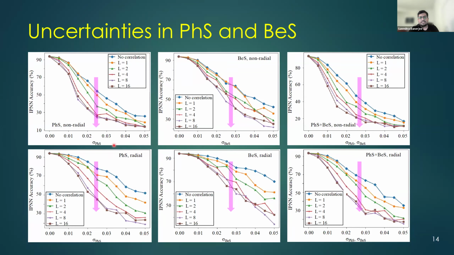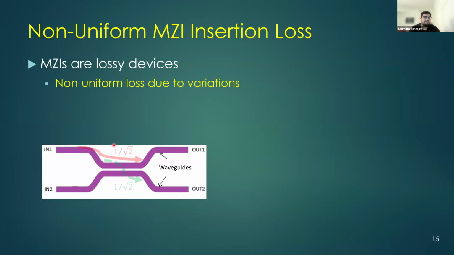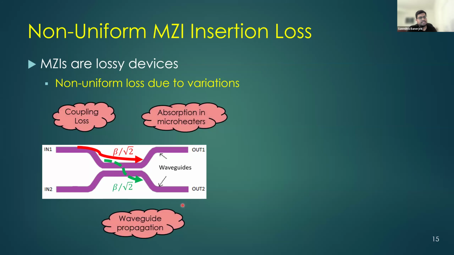As we also discussed, MZIs are lossy devices, and these losses can be non-uniform due to variation. One example of loss is losses in the beam splitters. Ideally we would have a reflectivity and a transmittivity of 1/√2, 1/√2, which means half of the signal power is transmitted and the other half is reflected back without any dissipation. But in the presence of coupling losses, absorption in the microheaters, and waveguide propagation losses, this 1/√2 ratio can change to beta/√2, where beta is less than 1.